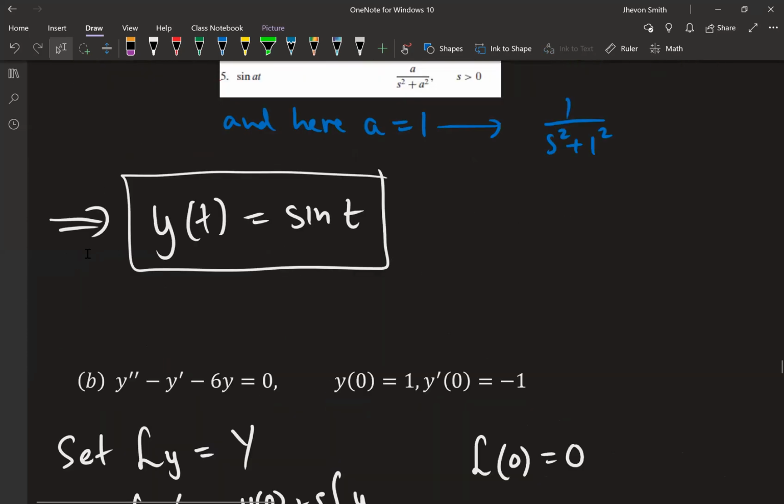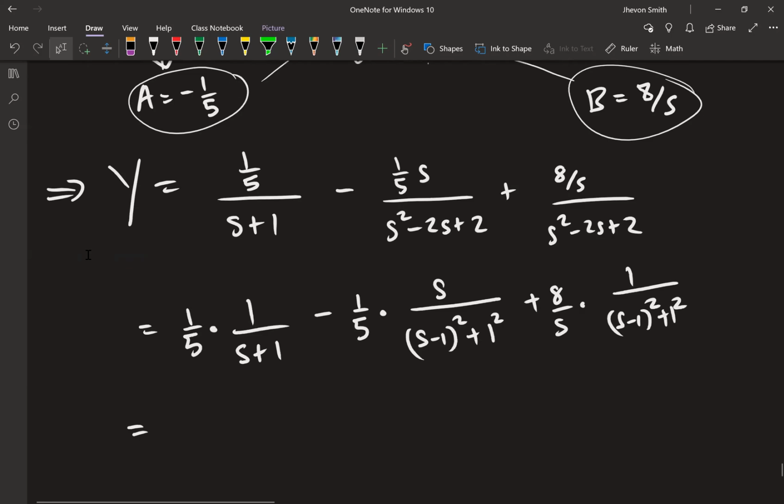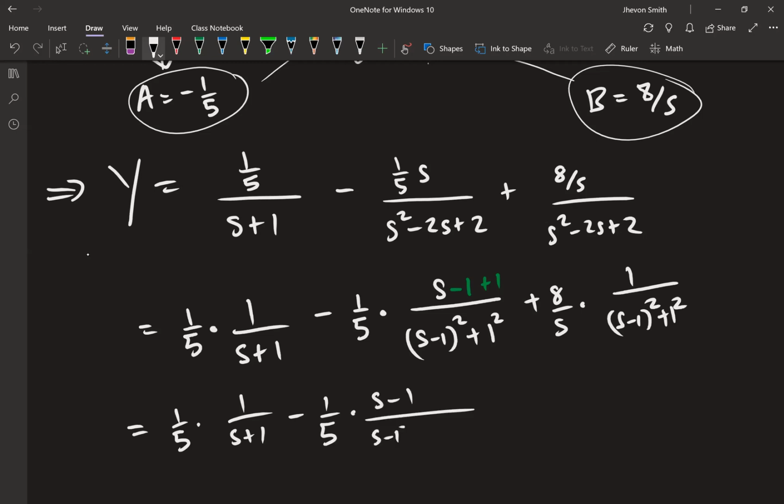So what I would do here is I would subtract 1 and add 1. So then I would get 1/5 times 1 over s plus 1 minus 1/5 times s minus 1 over s minus 1 squared plus 1 squared. And then it would give me a minus 1/5, which when I add it to this guy would give me 7/5.